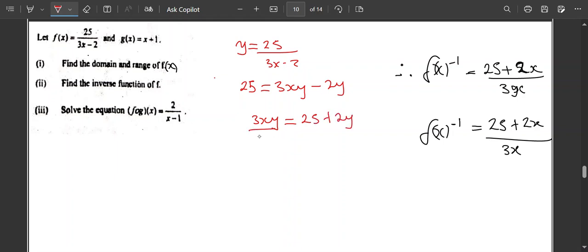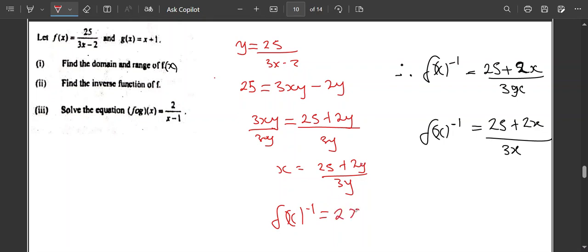Then you divide throughout by 3y, okay? So our x now is equal to 25 plus 2y over 3y. So you substitute as the value of x, then our final answer will be, I'll just bring this 2 here. So I'll say 2, then you attach x wherever there's y, then 25 plus 2x over 3x. So this is our inverse.